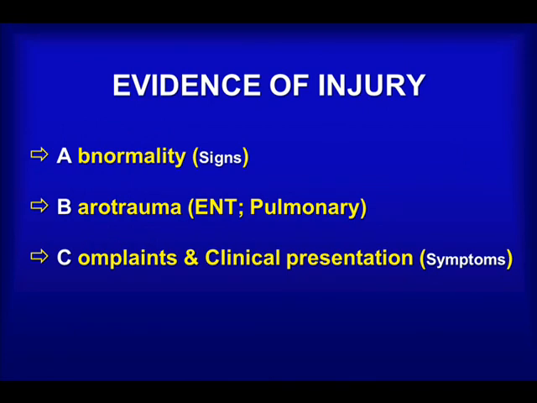Was there evidence of injury? Here one would look at physical abnormalities, whether they are rash or weakness and loss of consciousness. Evidence of barotrauma, be it bleeding from the mouth or bleeding from the ear. And the complaints and clinical presentation, which we could call the symptoms. So basically, the evidence of injury rests on the signs, the symptoms, evidence of barotrauma, and the history.